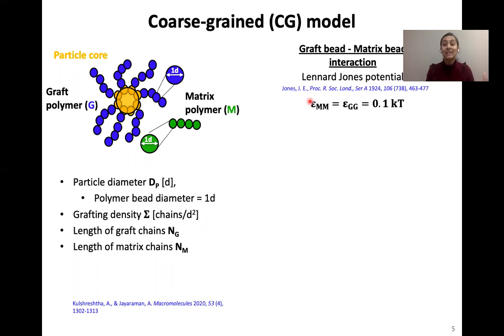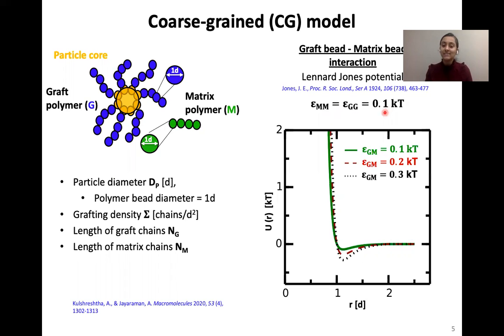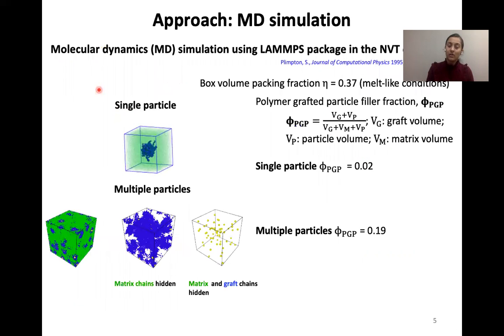Our coarse-grained beads interact through non-bonded interactions. So to simulate attractive graft matrix interaction, we use the Lennard-Jones potential, where we fix the strength of matrix-matrix and graft-graft interaction at 0.1 kT, and increase the strength of graft matrix interaction from 0.1 to 0.2 and 0.3 kT to model progressively attractive graft matrix interactions. So with the coarse-grained model, as shown in the previous slide, we perform molecular dynamics simulations using the LAMMPS package in the NVT ensemble.